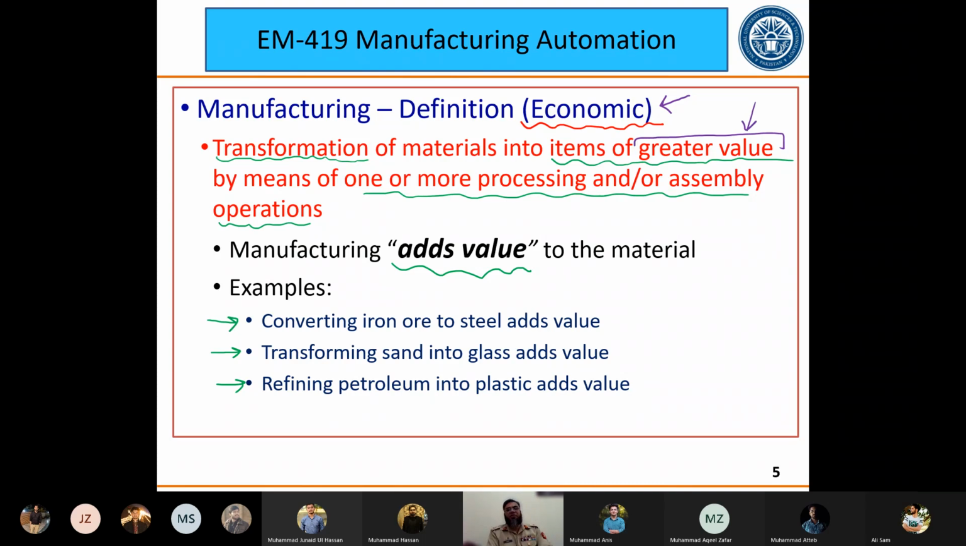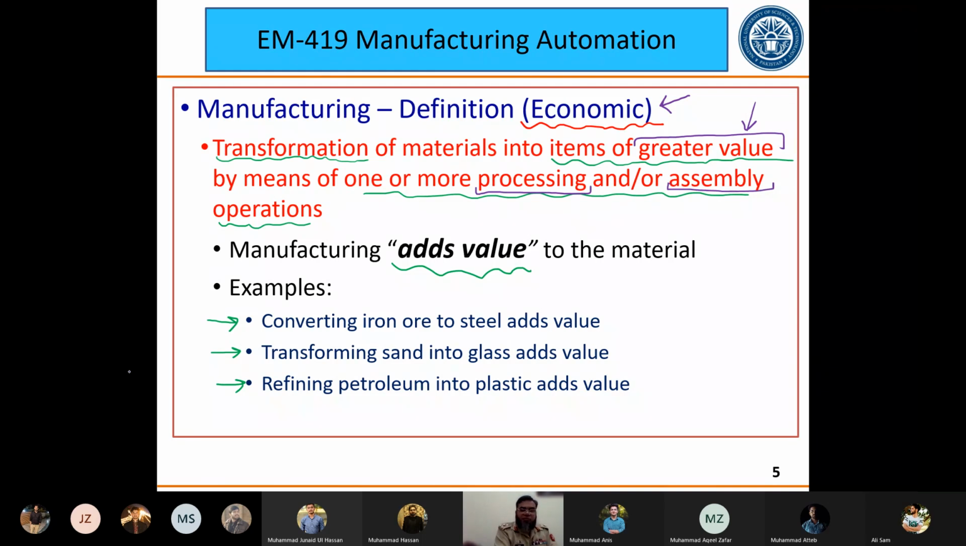A raw material has a value. Let's say it has a value of 10 rupees. But when we transform that material into an item which is of greater value, let's say the value rises to 100 rupees. It means that some manufacturing is being carried out on the material. Let me read it again: transformation of materials into items of greater value by means of one or more processing or assembly operations. So there can be processing operations or assembling operations, and these actually add value.